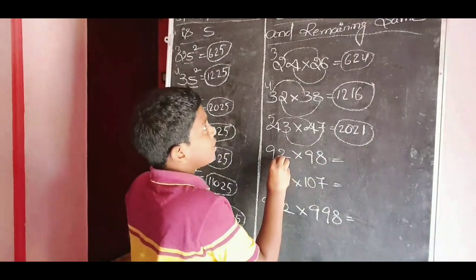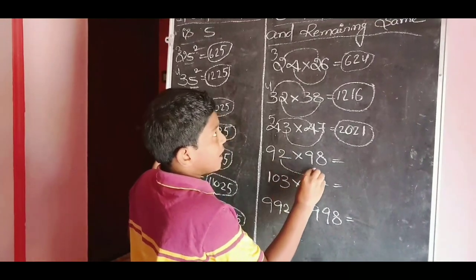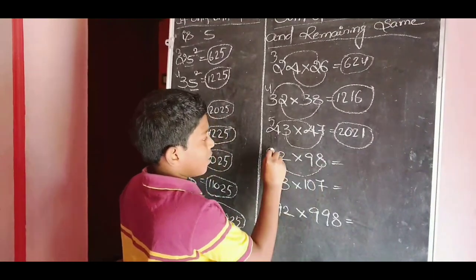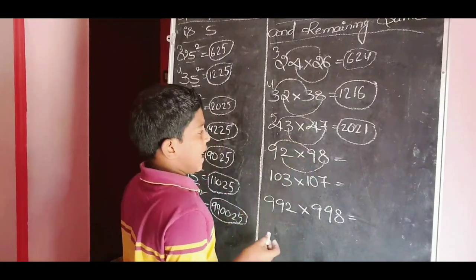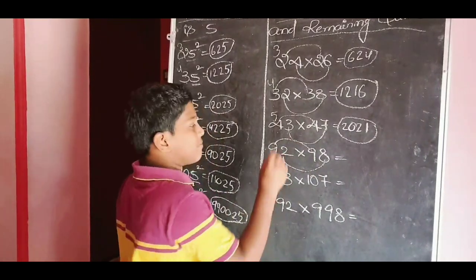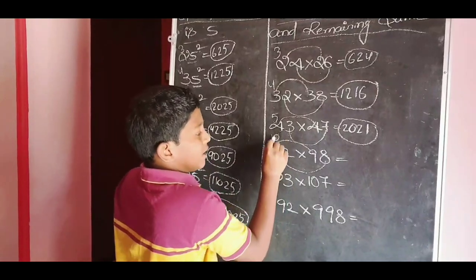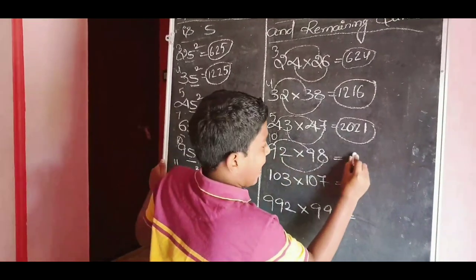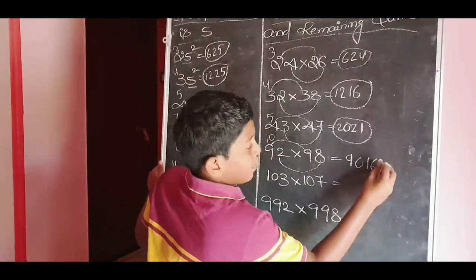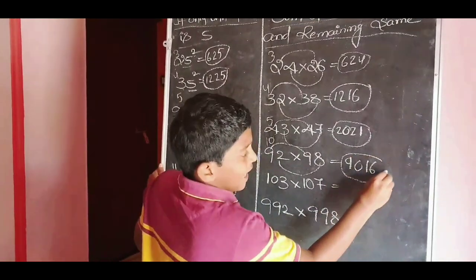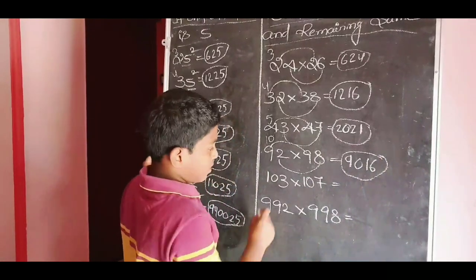92 into 98. Sum of unit place is 10 and remaining is same. 9 next number 10. 10 nines are 90 and 2 8s are 16. The answer is 9016.